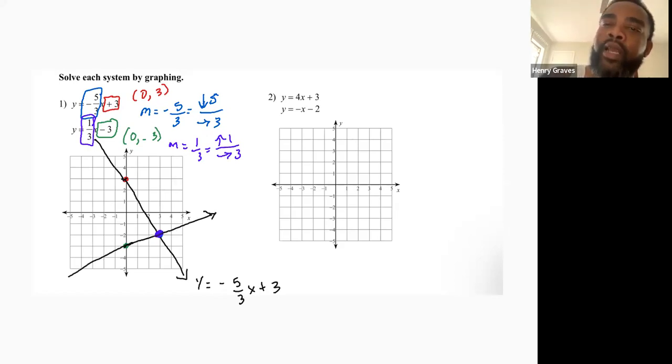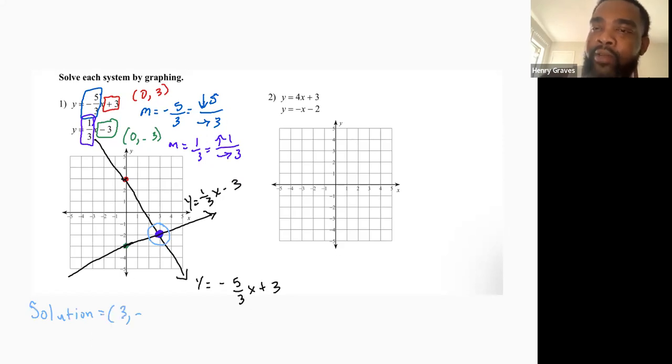And where do they intersect? Right here. So I can say the solution is right there at (3, -2). So when x is 3, y is -2. That there is my solution. I'll do a few more of these to show you guys what I'm talking about, okay?